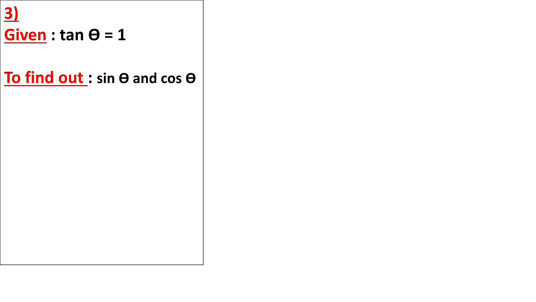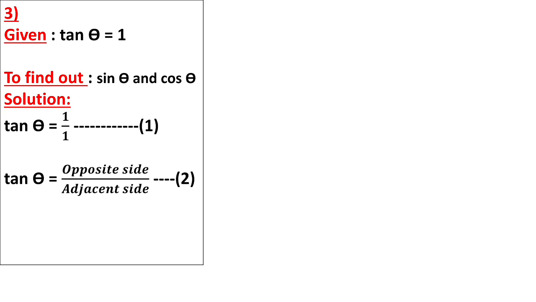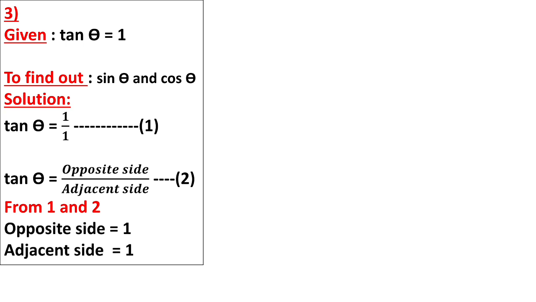Now children, the third one is given: tan theta equal to 1. Here we have to find sin theta and cos theta. Solution. Tan theta equal to 1 means the denominator is also 1, with equation number 1. The tan theta ratio is opposite side upon adjacent side, give it equation number 2. From first and second we get the opposite side is 1 and the adjacent side is also 1.